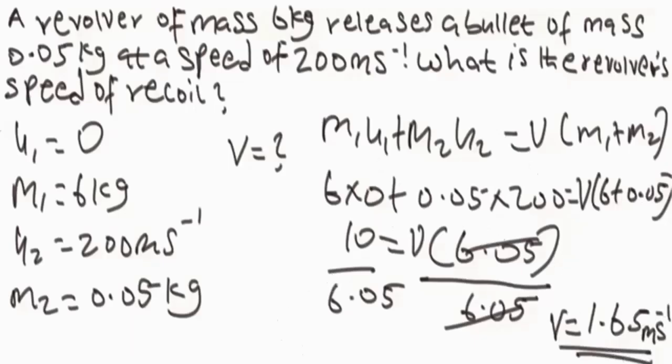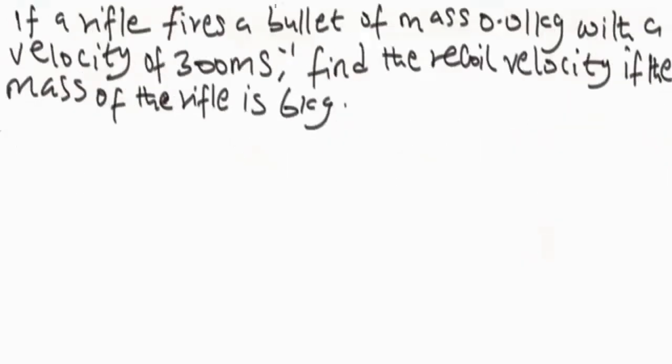So let's wipe and solve one more example, and after that you can call it a class. Let's look at this typical question. It says a rifle fires a bullet of mass 0.01 kg with a velocity of 200 meters per second. Find the recoil velocity if the mass of the rifle is 6 kg. Right, let's get our parameters.